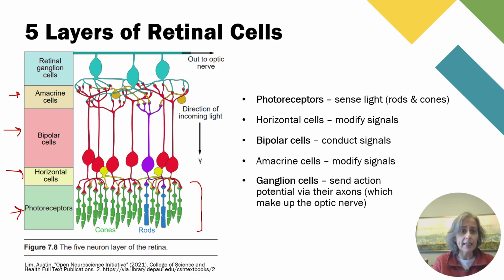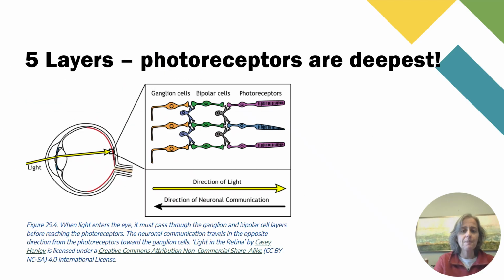And then ultimately, we're going to arrive at the retinal ganglion cells. These are the cells that are actually going to send an action potential out along their axons, which bundled together make up the optic nerve. Again, I just want to reiterate, it doesn't seem to make sense, but the photoreceptors are actually deepest. The other cells are kind of on top of them. So the light rays have to penetrate through in order to reach the photoreceptors.